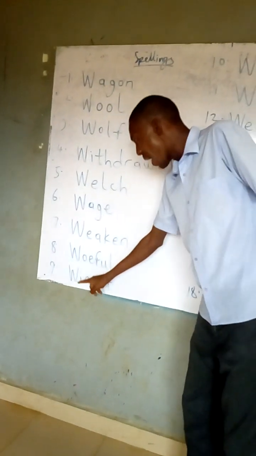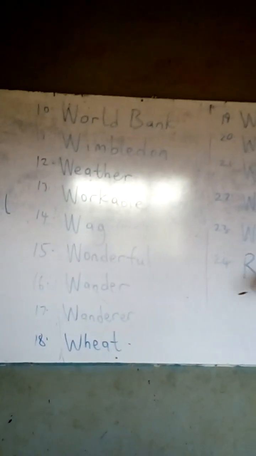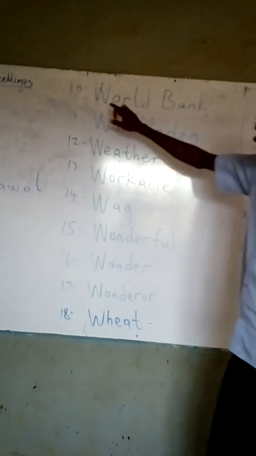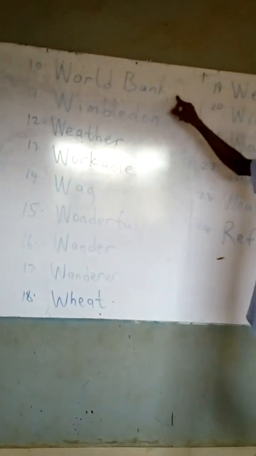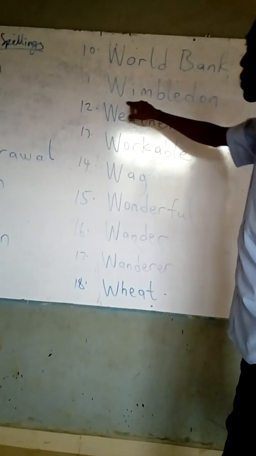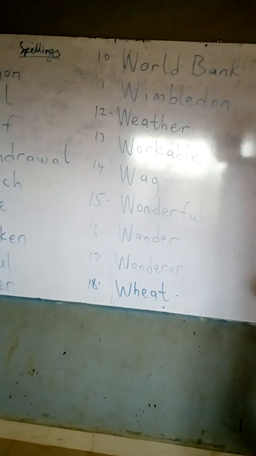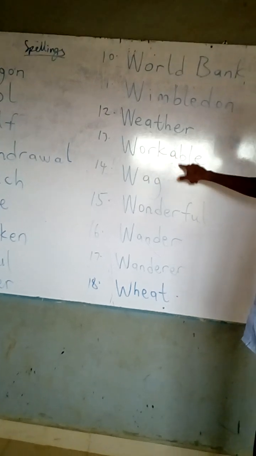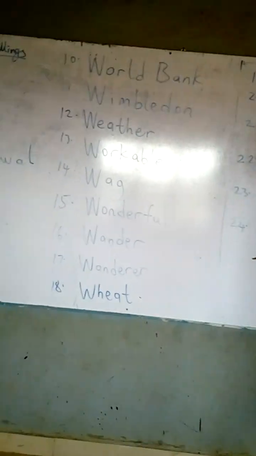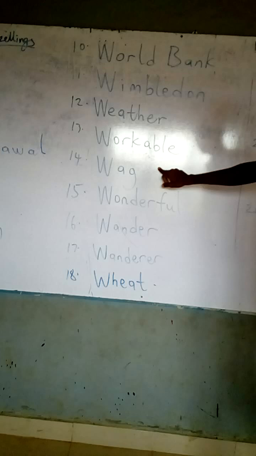Winner is W-I-N-N-E-R. Now, the next one is World Bank. World Bank is W-O-R-L-D-B-A-N-K. Now, the next one is Wimbledon. Now, the next one is weather. The next one is walkable. Walkable is W-O-R-K-A-B-L-E. Now, the next one is why.